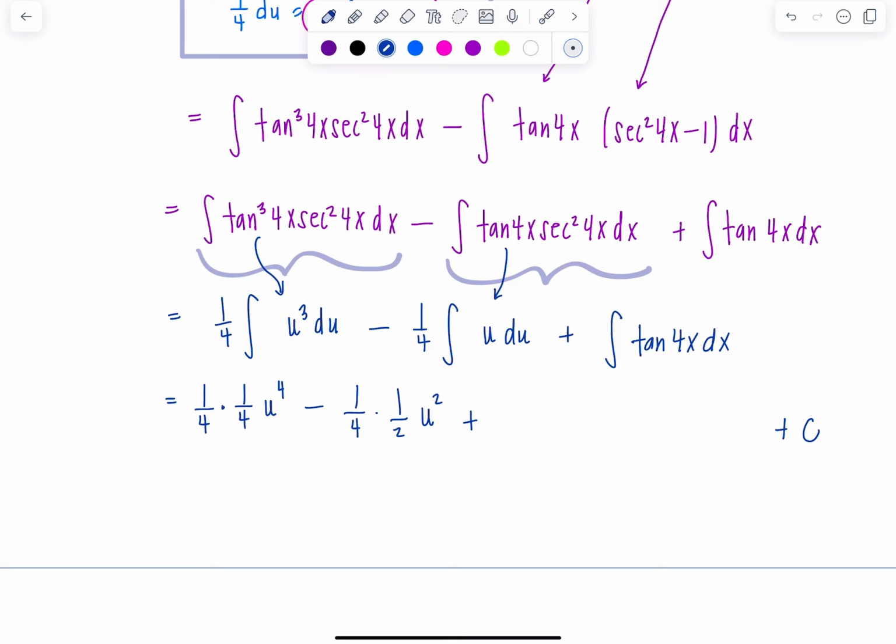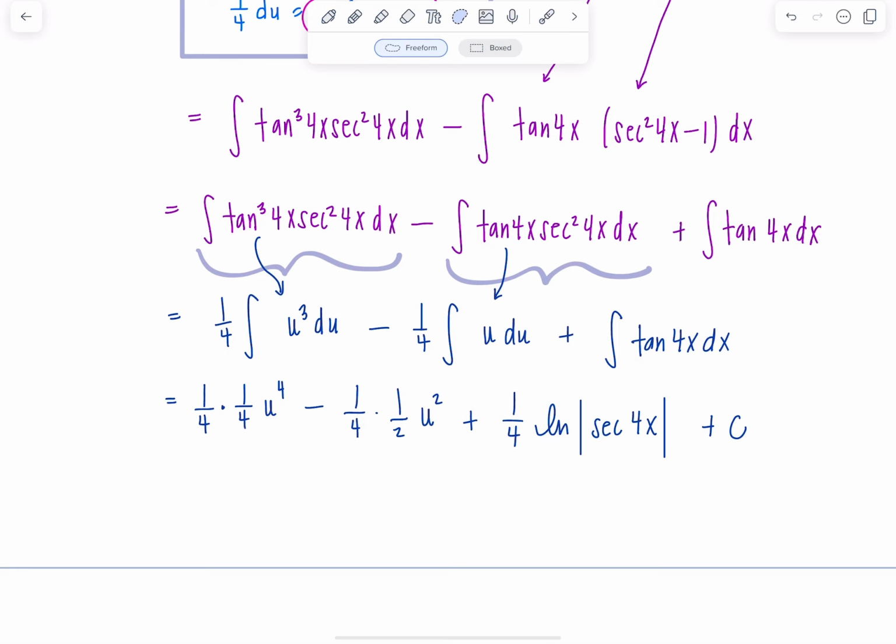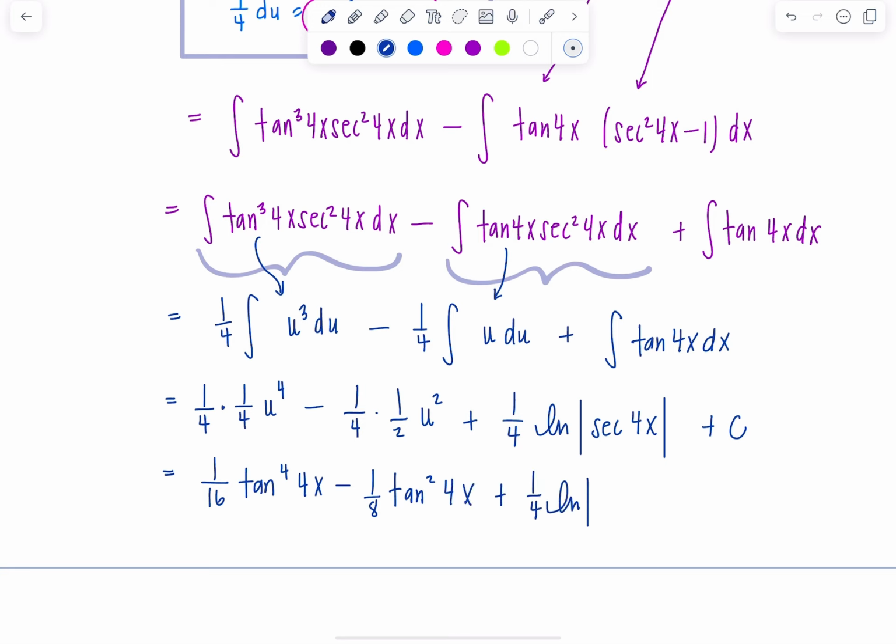If it's just tangent x, then you have ln absolute value secant. I'm going to keep the argument the same, and I don't need to do another u sub. It's just a constant, so I'm dividing by the constant. And I'll scoot this over. And then let's go back, replace u with tangent to the 4th x, and we're done. 1/16 tangent to the 4th 4x minus 1/8 tan squared 4x plus 1/4 ln absolute value secant 4x plus c.